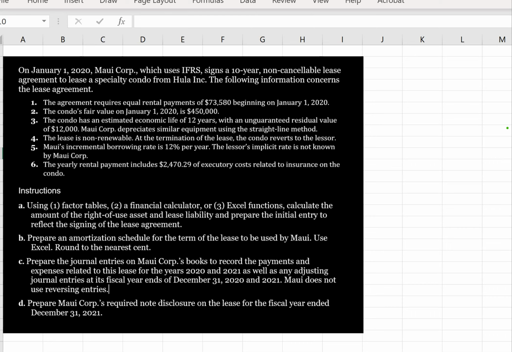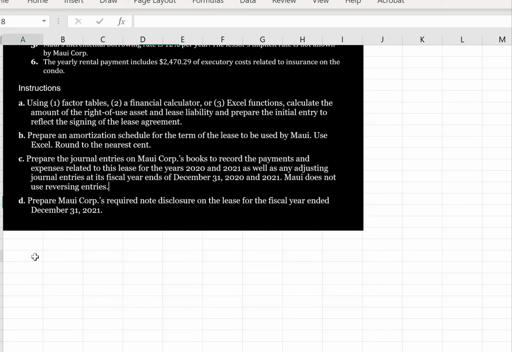The first thing that we're going to do is figure out the lease payments. So the lease payments right now are $73,580. So let's make a list here. The first thing we're going to do is calculate the present value of the minimum lease payments.